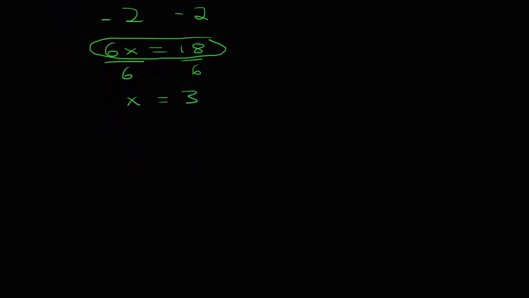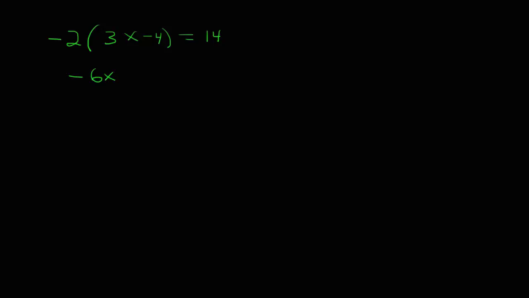Let's take a look at another example of a level 3 problem. Let's take a look at negative 2(3x minus 4), and let's set that equal to 14. Once again, we're going to distribute. We're going to take the number and its sign, the negative 2, and multiply by everything on the inside.